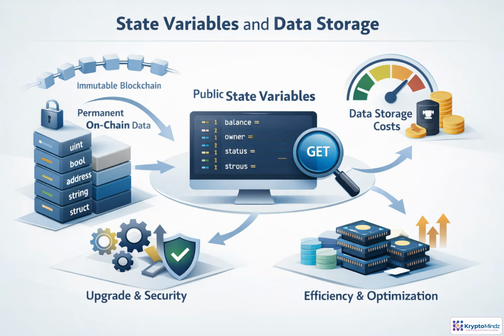State variables are the contract's long-term memory. When a transaction changes them, that change becomes part of blockchain history, so storage choices matter. Simple types like uint, bool, address, string, and bytes, along with arrays, structs, and enums, each carry different gas and maintenance trade-offs. Marking a variable public gives you an automatic getter, which is convenient. Still, plan storage deliberately, especially for upgrades, security, and contracts expected to live for years.